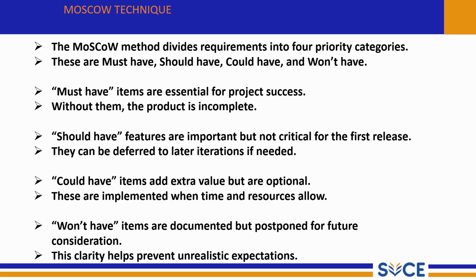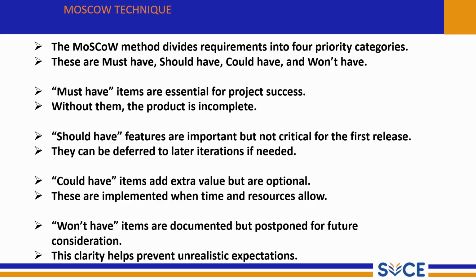The MoSCoW method divides the requirements into four priority categories. MoSCoW is a very popular agile prioritization method used to organize requirements based on importance. It helps the team decide what to build first and what to postpone. These are must have, should have, could have, and won't have. MoSCoW stands for four categories: must have, should have, could have, won't have. Each requirement is placed in one of these categories based on the priority.